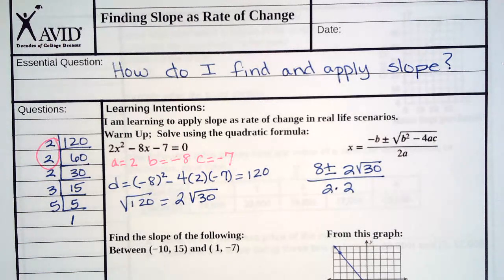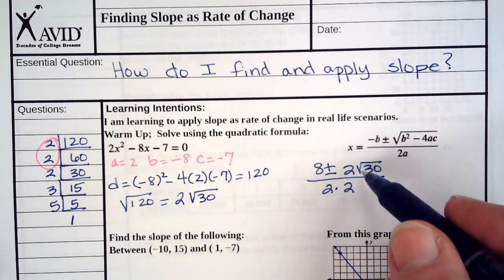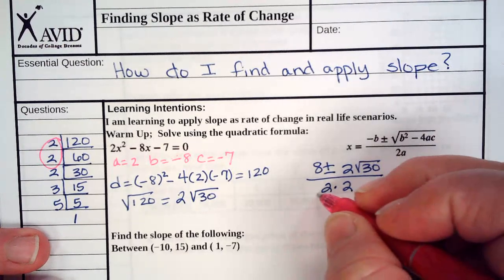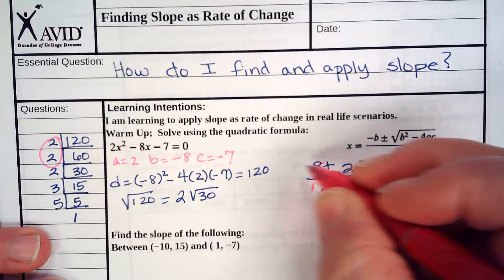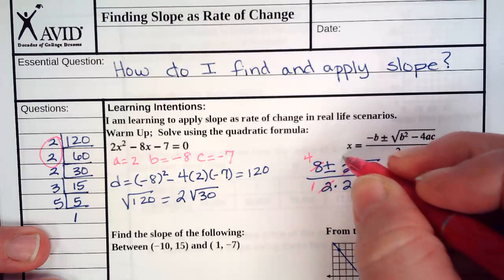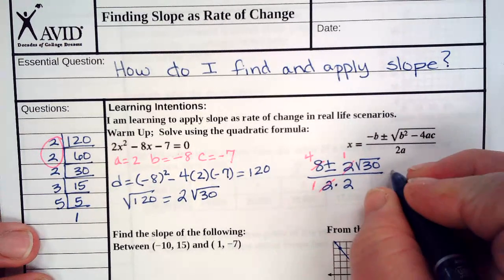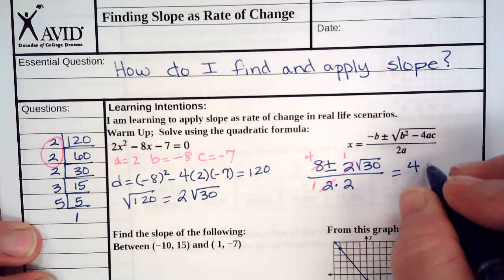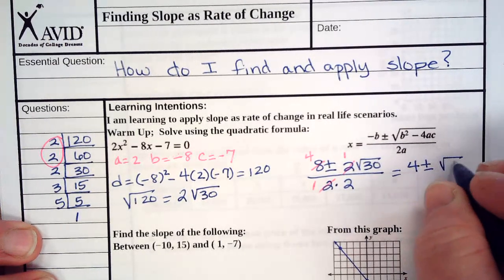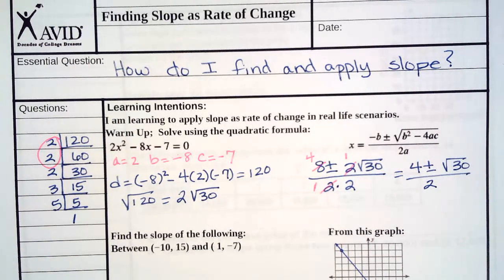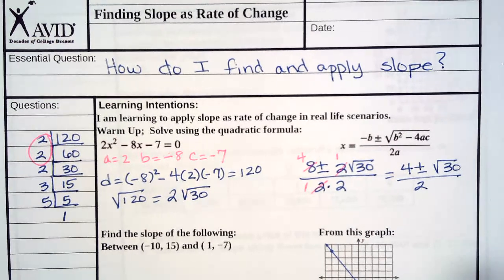Do I have any common factors? If you're looking, everything is divisible by 2. 2 divided by 2 is 1. 8 divided by 2 is 4. 2 divided by 2 is 1. So this ends up as 4 plus or minus the square root of 30 all over 2. And we're done. We've created one equation, and that's good.